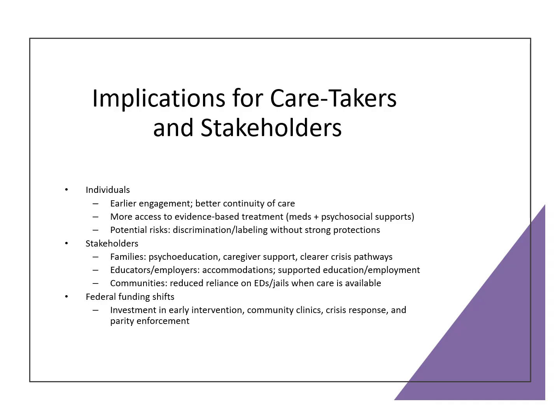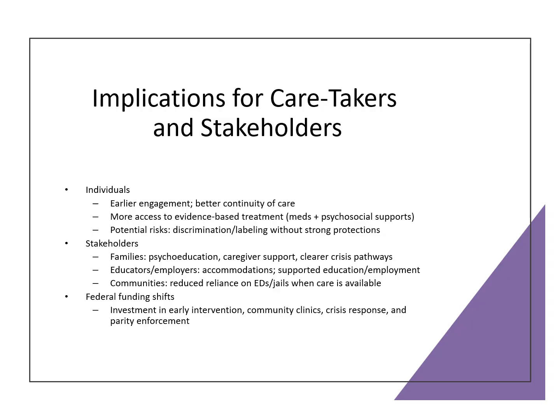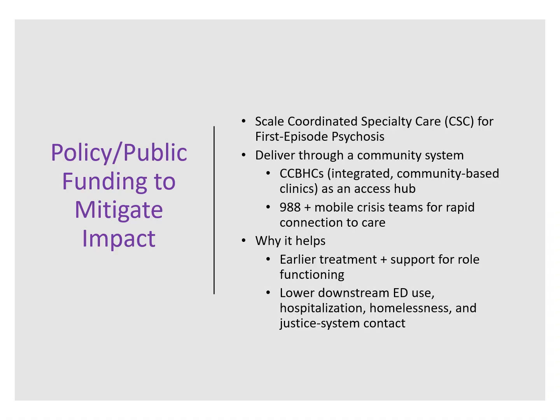At the system level, acceptance justifies federal spending on evidence-based services, not only hospital beds. The funds need to be shifted towards community clinics, early psychosis programs, and housing supports and crisis services. However, that is not currently the case. A central mitigation strategy is coordinated specialty care for first episode psychosis.